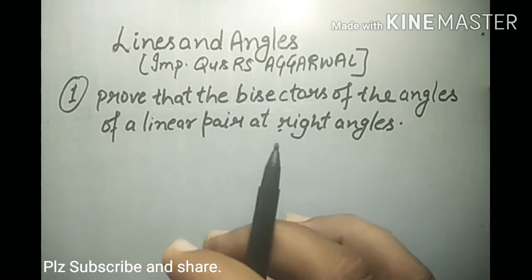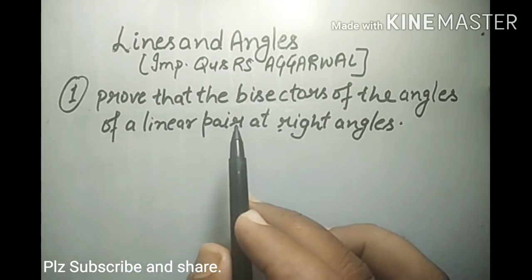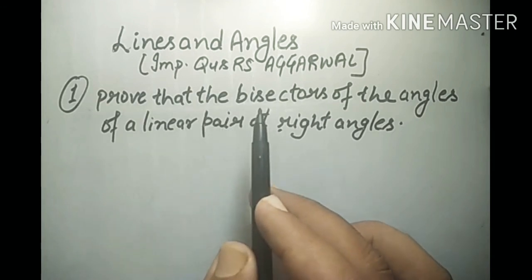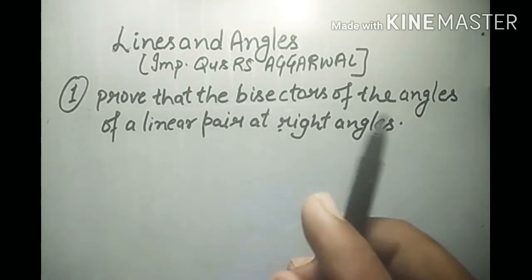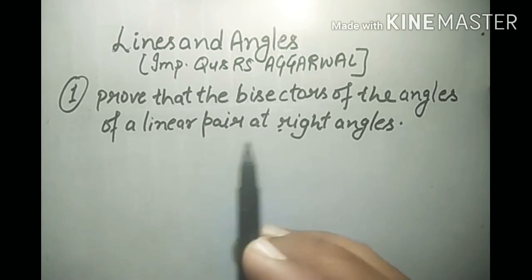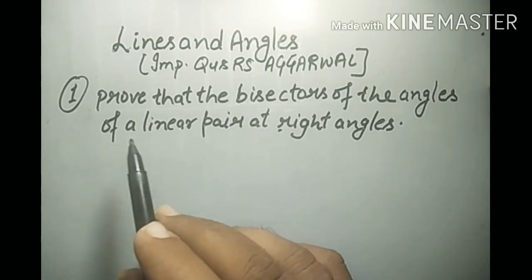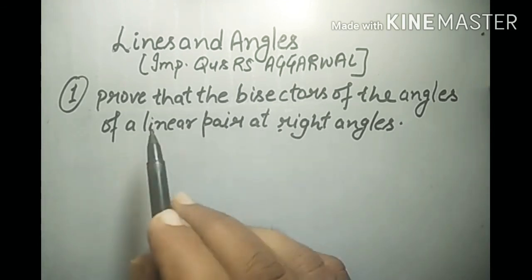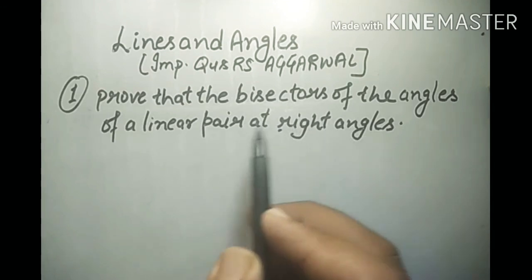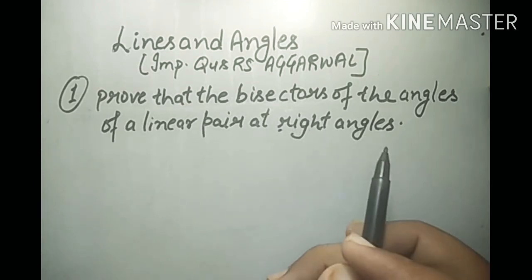This is part four of lines and angles and important questions from R.S. Agrawal. Okay, so we are going to discuss today the important questions from R.S. Agrawal. So here is your question number one. Prove that the bisectors of the angles of a linear pair are at right angles.